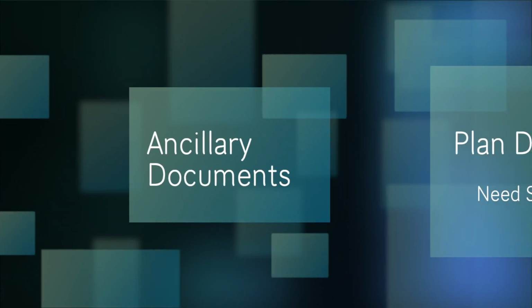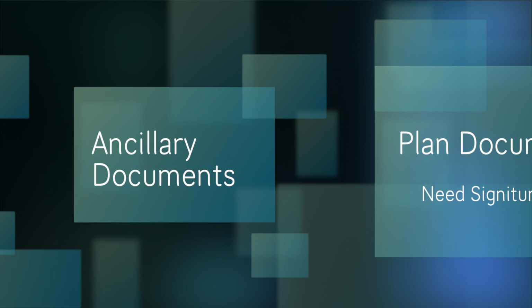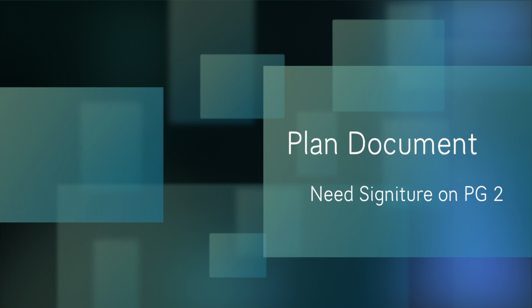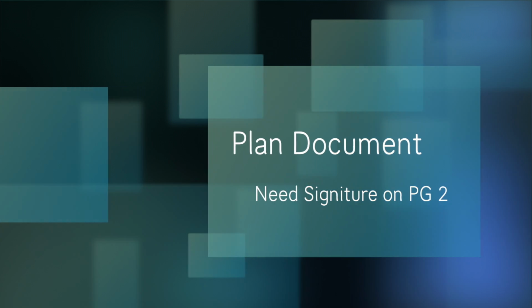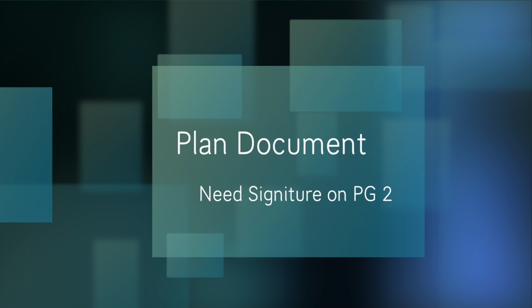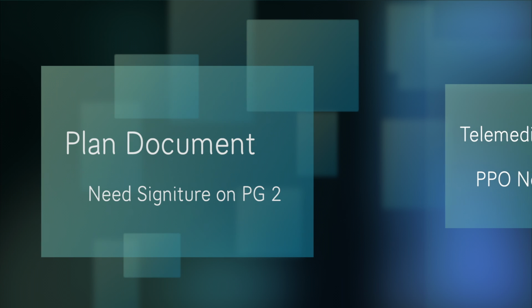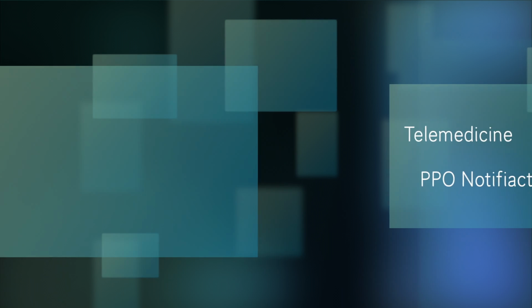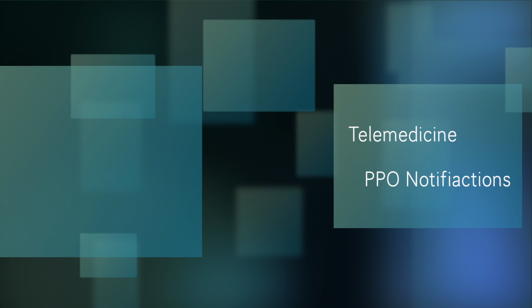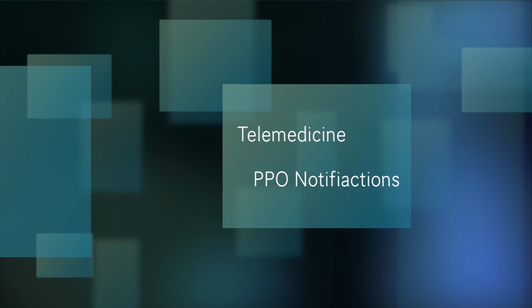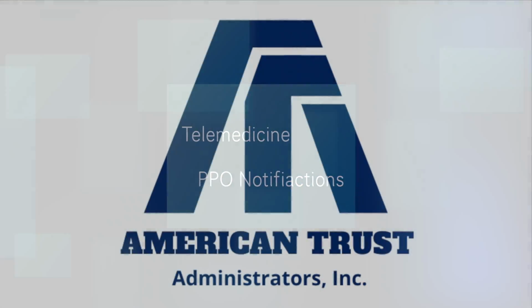The last piece that we're going to cover today are ancillary documents. There are a couple of other documents here that are important to the plan. Number one is going to be your plan document itself. It's going to be tabulated, page 2. We need a signature there and returned. Among the other ones that are going to come across is telemedicine. Again, there's a beautiful thing to that. And then additionally, you're also going to have some notifications and your PPO notifications and things along those lines. Again, those are more plan specific, except for Teladoc, which is on all American Trust plans.